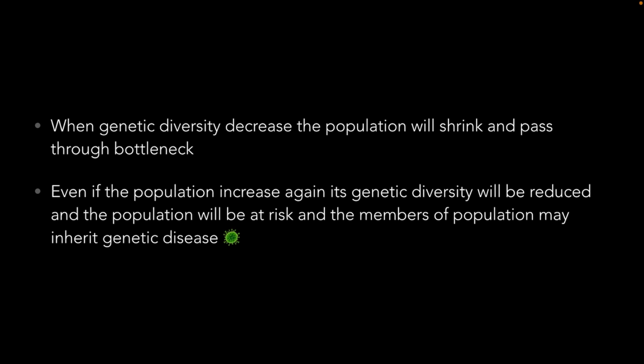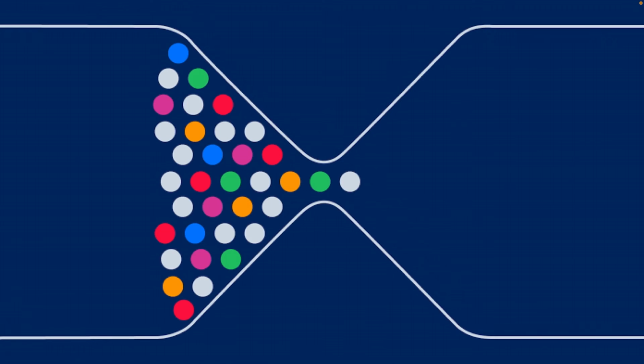And even if the population increases again, its genetic diversity will be reduced and the population will be at risk, and the members of the population may inherit genetic disease. So if there's not much genetic diversity, like I said, not all of them are going to survive. Some of them are going to get diseases and could die too. So you can see this is the bottleneck.